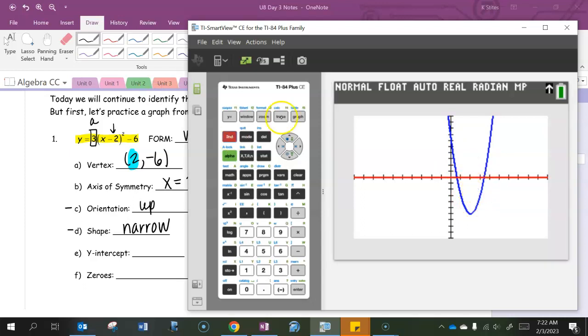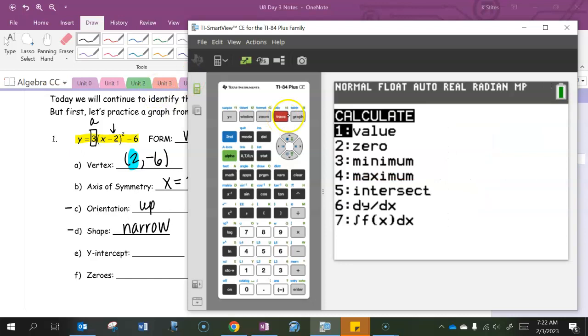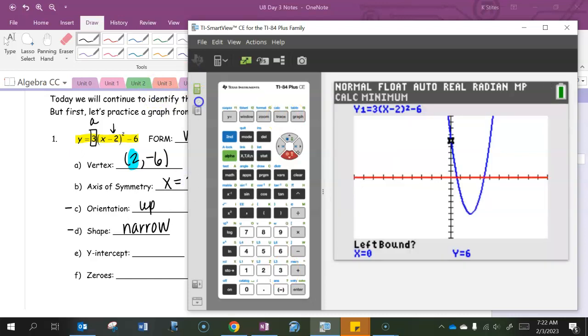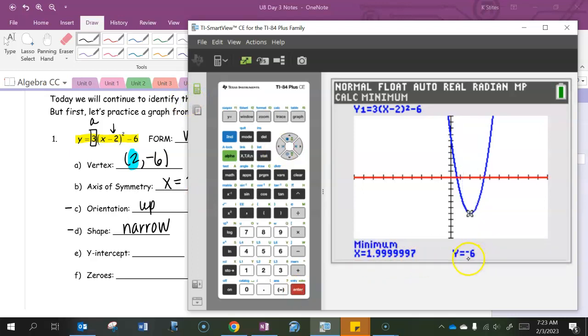If we want, we can even check the vertex by doing second trace. This is a minimum, and we're on the left side, and then we're on the right side, and then we're in the middle. And this would round to 2, -6. So if you feel more comfortable doing that instead of using the vertex form, you can.